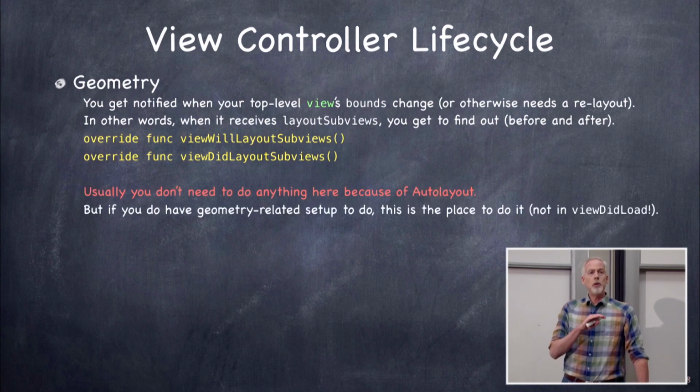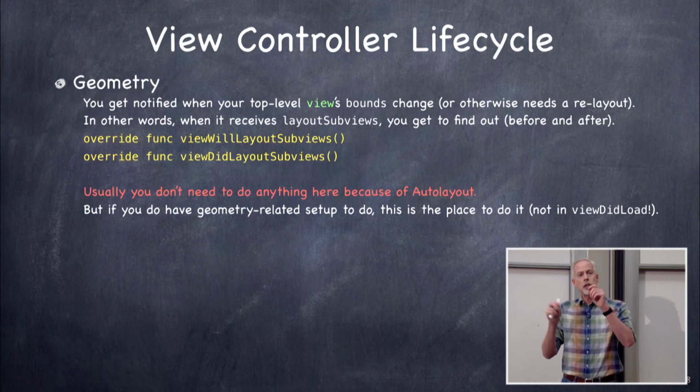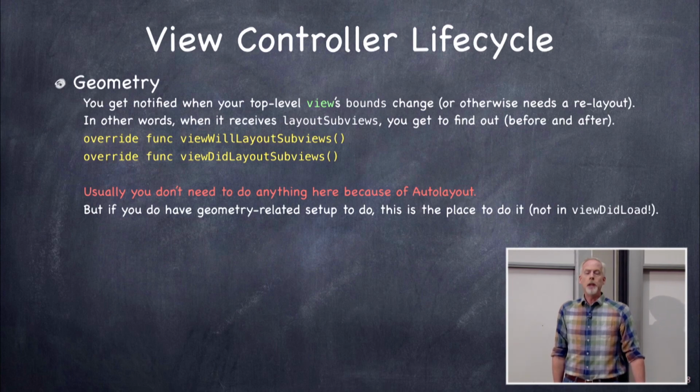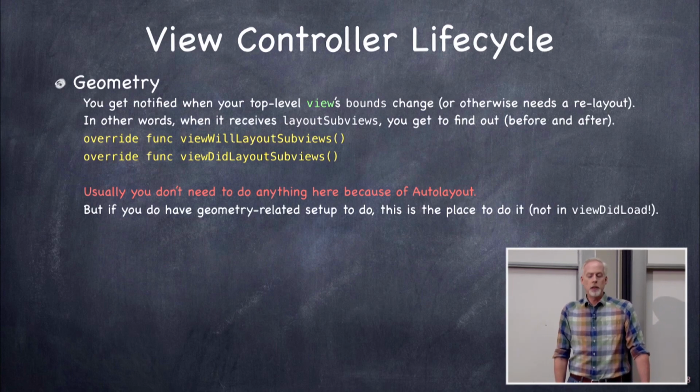Now, usually you don't need to implement these methods. Why? Because you use auto layout, right? All that control dragging, pinning things to the edges, keeping things in the center, fixing aspect ratios, all that business. You're doing that, and that is automatically being invoked in the layoutSubviews of your top-level view. So you don't actually need to do anything in your controller. But if you do feel like you need to do something in your controller, this is definitely the place to do it.